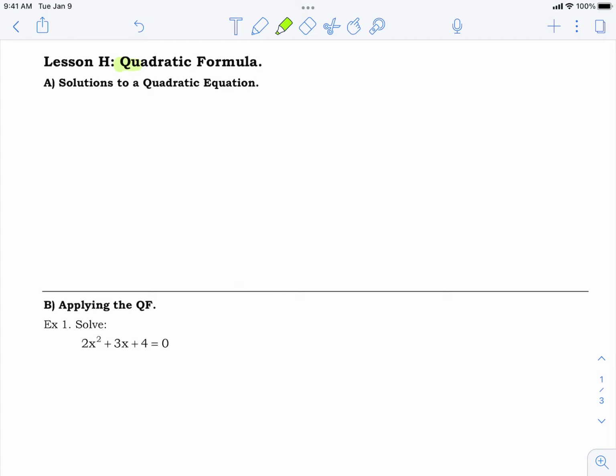Quadratic formula. What a nice topic. You know what makes it a nice topic? A couple things, actually. One, we're going to need it, right? But also, when you're doing this lesson, watch for the following points. When we're playing around with the quadratic formula, it gives me an opportunity to make several points.